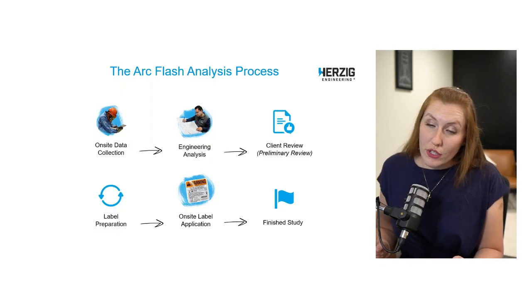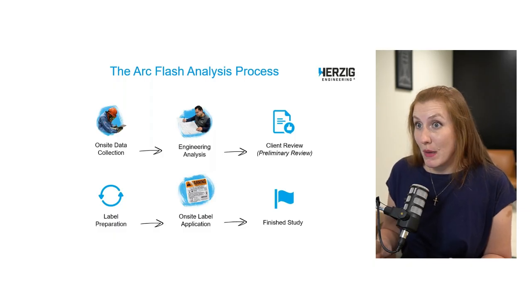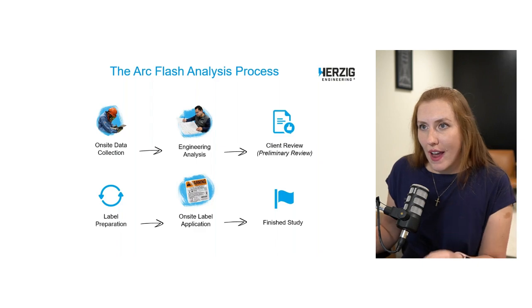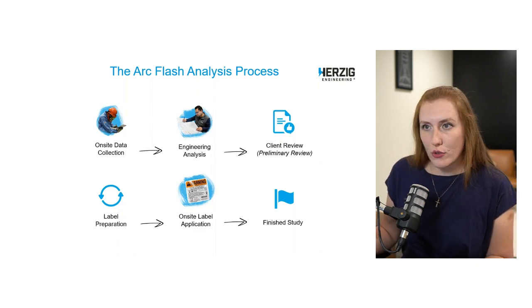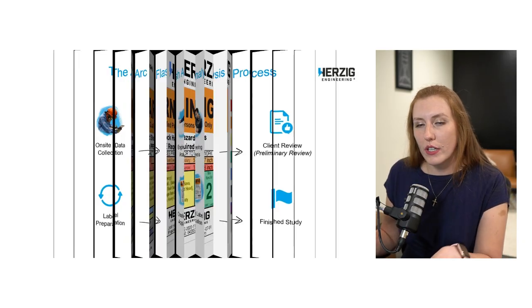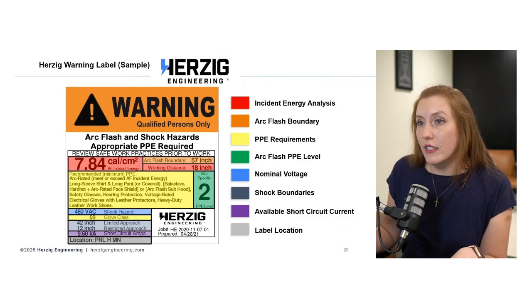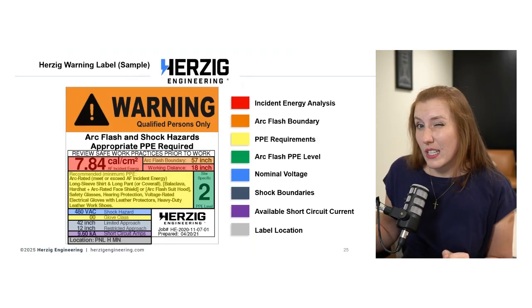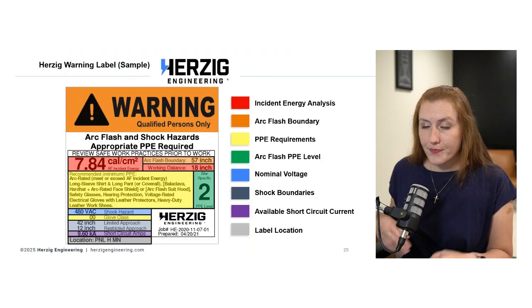holding up for the duration that needs to be there, minimum 5 years, right? Then apply those labels at each electrical enclosure that has any potential for an arc flash, and then sign off on that study. So, creating the labels, there are several different layouts that you might see out there. This is just an example of what our labels might look like.